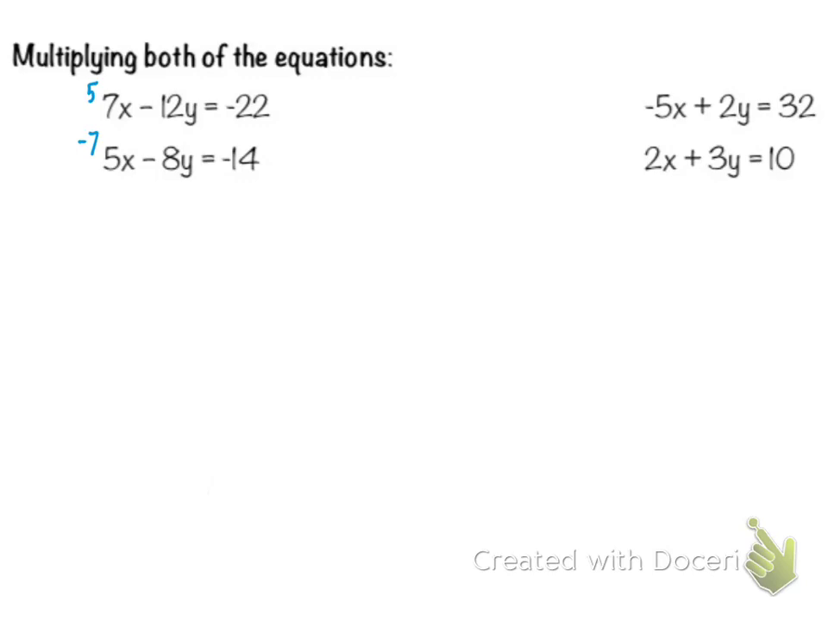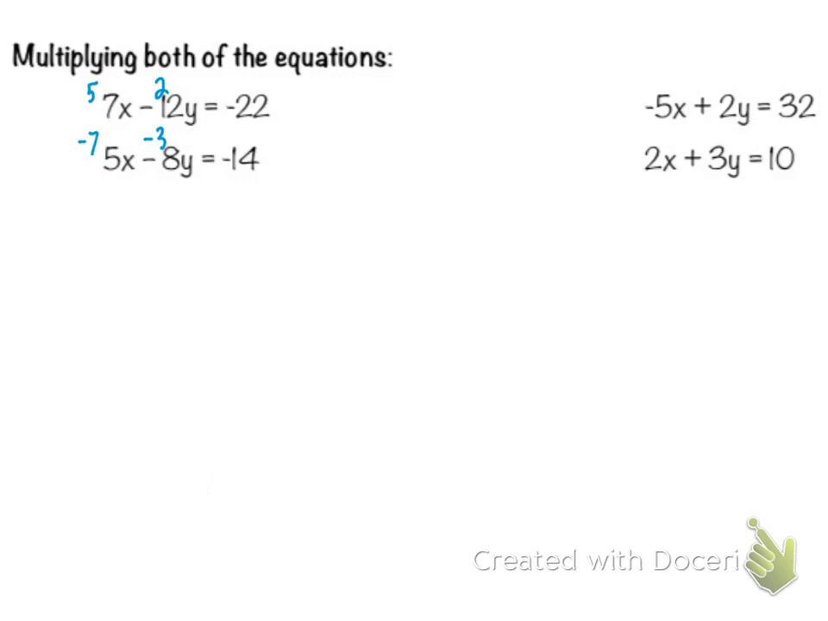Let's try if we were to do the y's. What could we get 12 and 8 to? 24, right? So we'd multiply the top one by 2, and multiply the bottom one by 3, probably -3 to change the signs. What would you rather do, guys? Multiply them by a 5 and a 7, or a 2 and a 3? Probably a 2 and a 3.